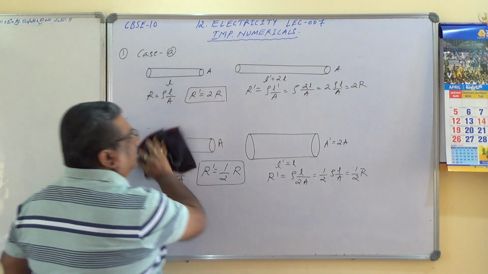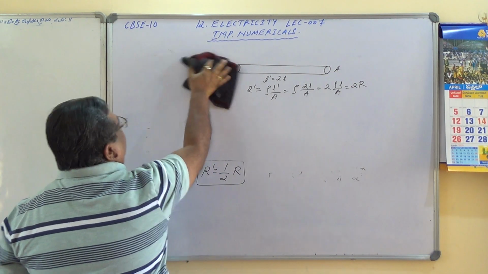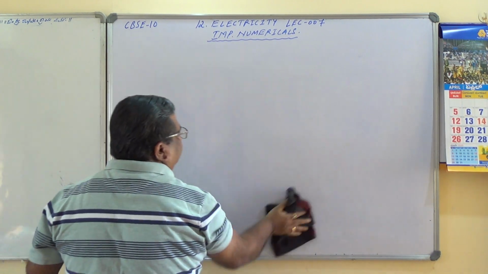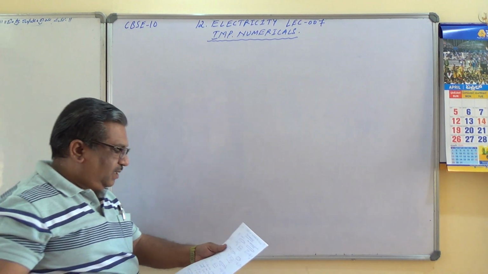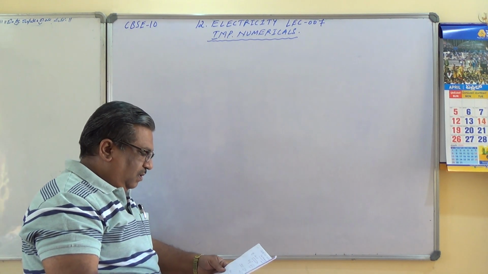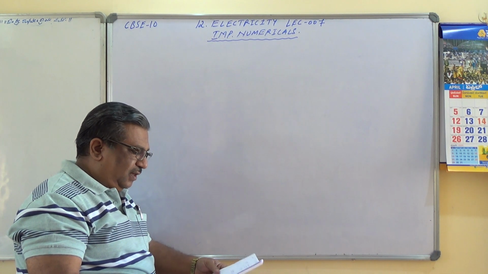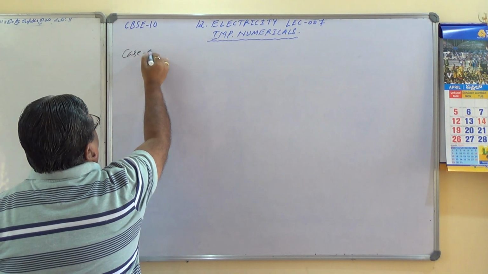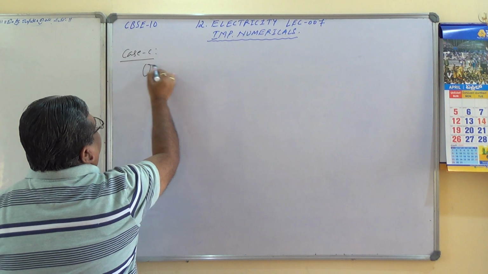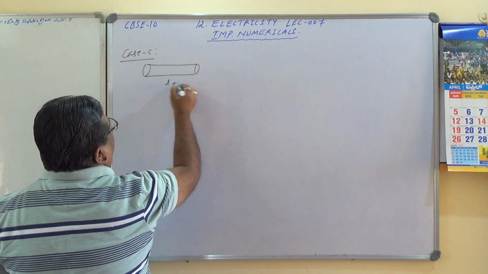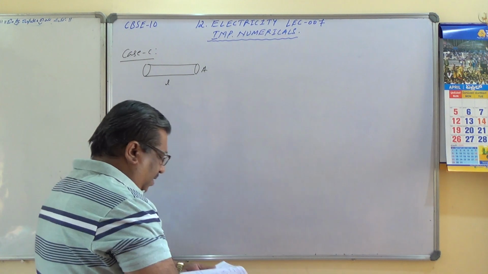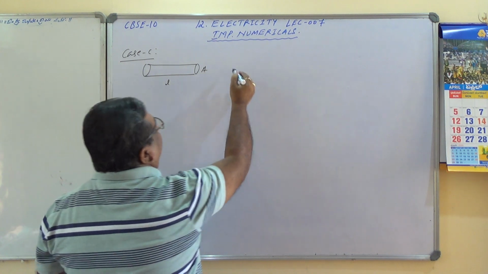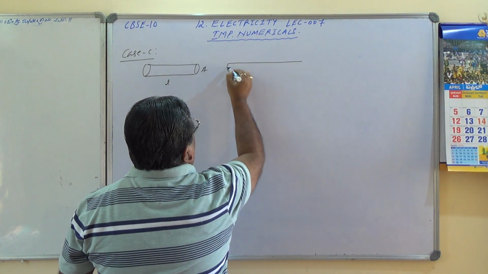Case C. Case C is, we are increasing the length and decreasing the area of the cross section. Let us see here. Case C. Let the length of the conductor be L. A is the cross section area. What we will do now? We will increase the length to twice and decrease the cross section area to half. See here. This is how.